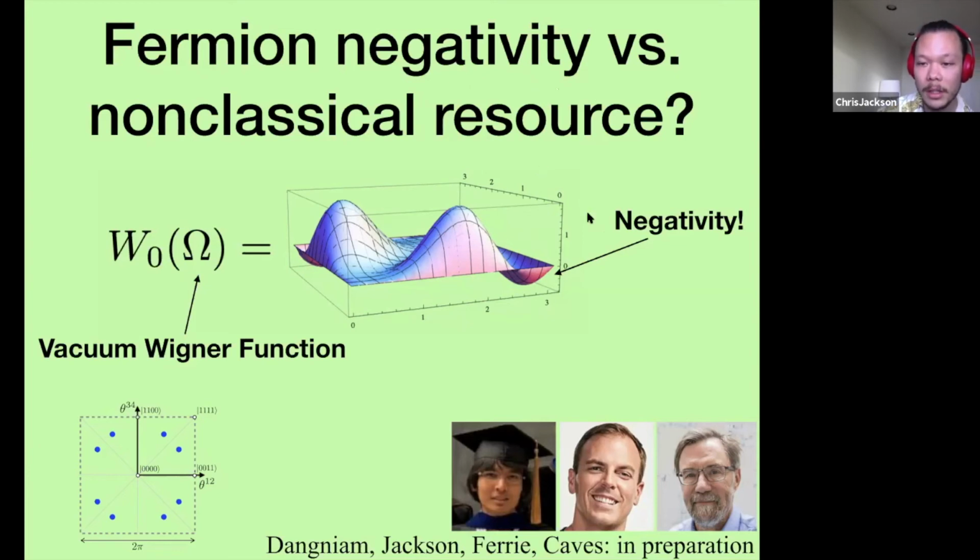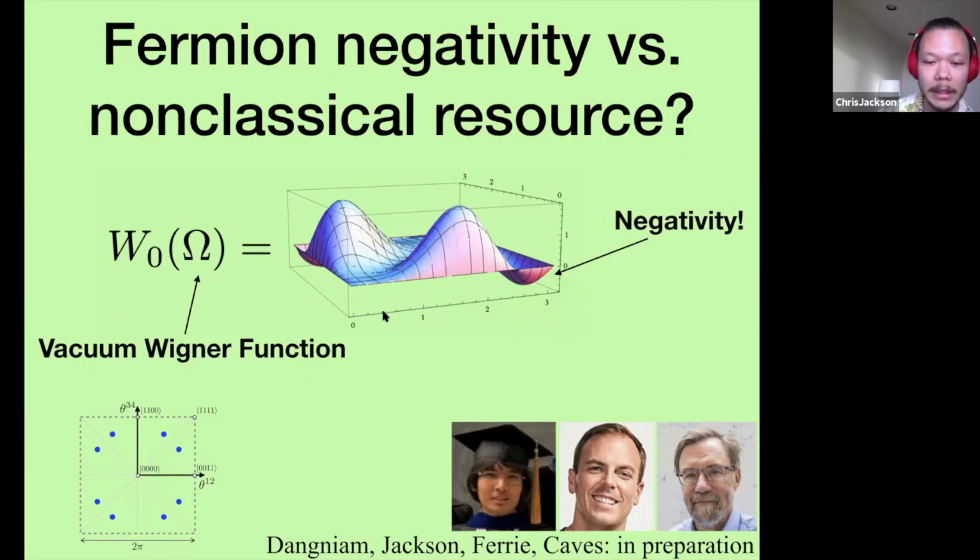Because it was originally conjectured that negativity would correspond to non-classicality, but I think a lot of people would agree that the fermion vacuum is very classical in the sense that there is so much about it that you can simulate just with a classical computer. Nevertheless, it still has negativity. I believe there is still a relationship between these two, but it's more subtle. In fact, it is this project through which I met Chris Ferry.